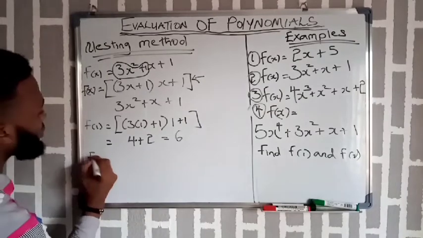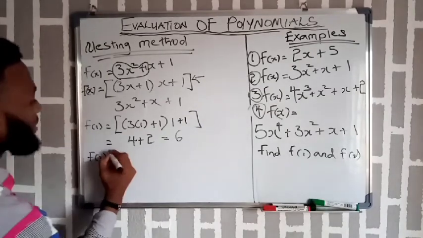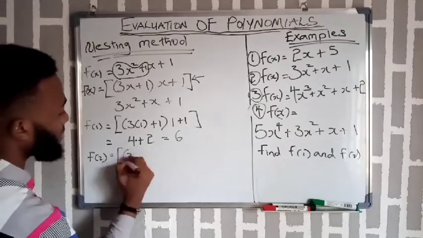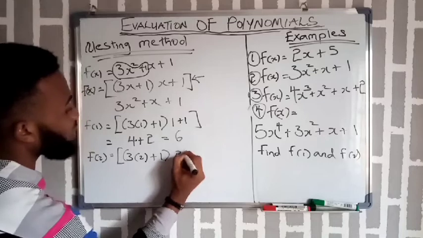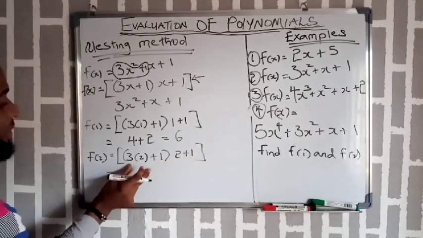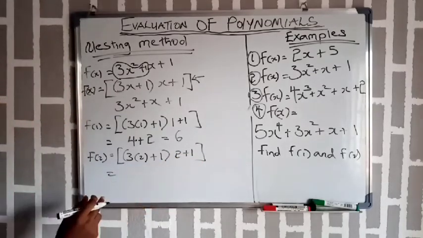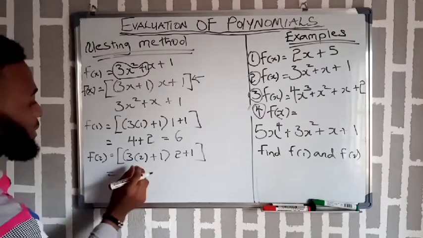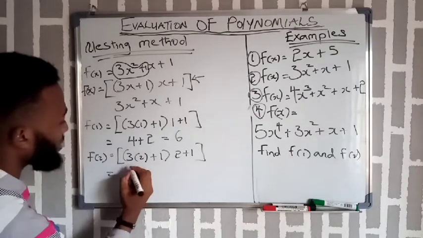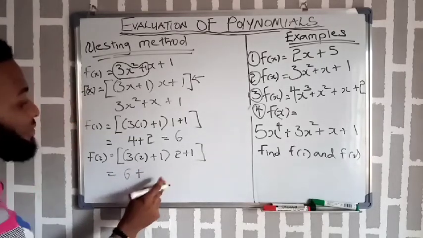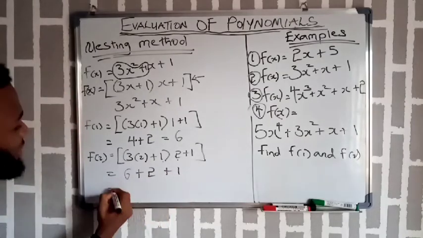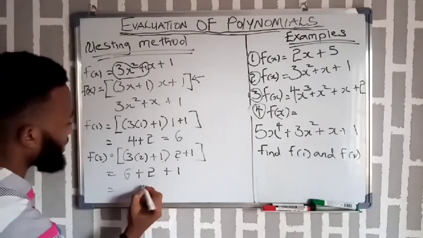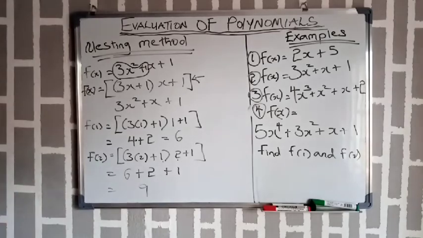So f of 2 now, simply adding 2 here, which is 3 into 2 plus 1, then 2 plus 1, and this 3 multiplying 2, 6, 6 plus 1. Okay, this 3 multiplying 2, that's 6 plus, you have to be very careful here. So 2 multiplying this is 2 plus 1. So this is 6 plus 2, 8 plus 1, 9. That's f of 2 is 9 for number 2.